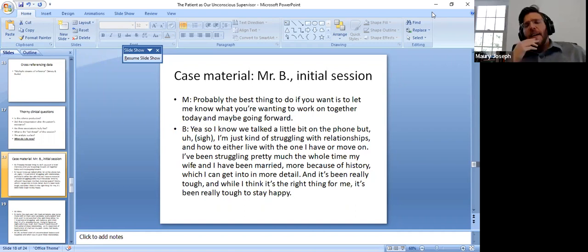He says, I'm kind of struggling with relationships and how to either live with the one I have or move on. I've been struggling pretty much the whole time my wife and I have been married, more because of history, which I can get into in more detail. And it's been really tough. And while I think it's the right thing for me, it's been really tough to stay happy. So he gives a vague, very surface level description of what's going on. In order to do good dynamic therapy, we're going to need to help him get more specific. Let's see if we can do that.